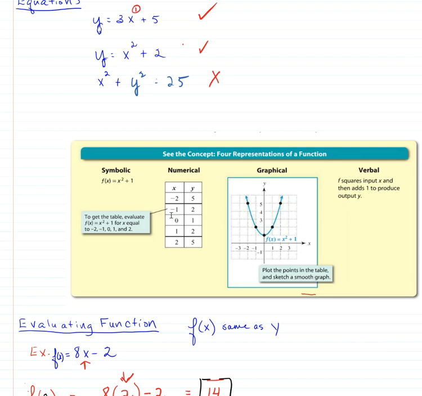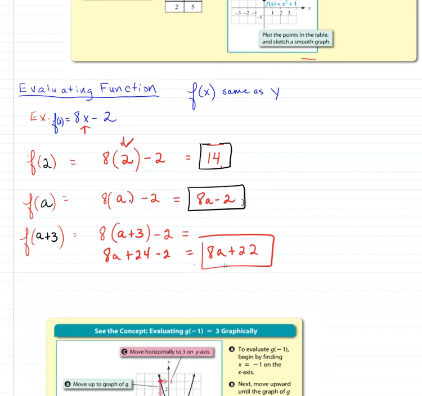That's kind of a lot of words, but it just means you square the input x, you add 1 to it, and that is your function. The other thing that we will be looking at in this section is evaluating functions. So if we're given something like f of x equals 8x minus 2, and you're asked to evaluate 3 different things, f of 2, f of a, f of a plus 3. Whatever that means, f of something means take that and plug it in for x. So we're going to put that 2 right here, and we can do that distribution. We get 8 times 2 is 16, minus 2 is 14.